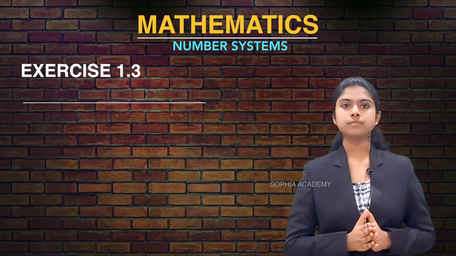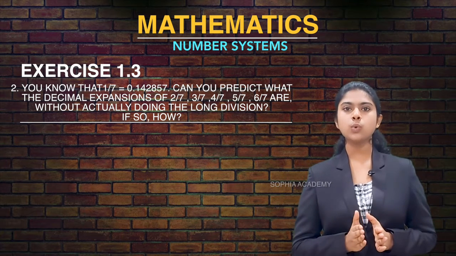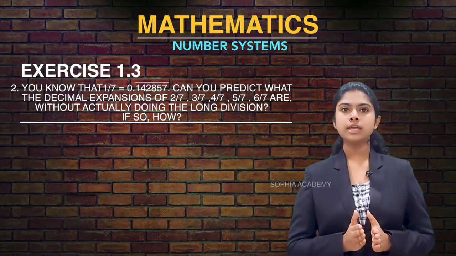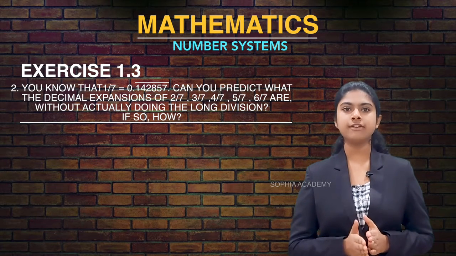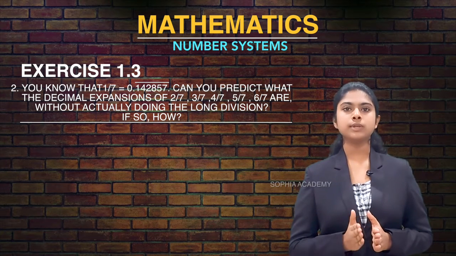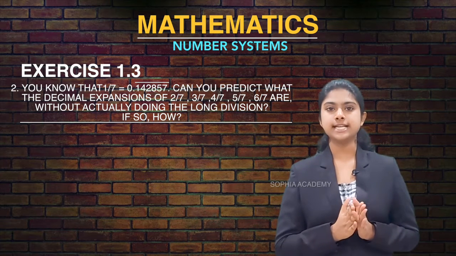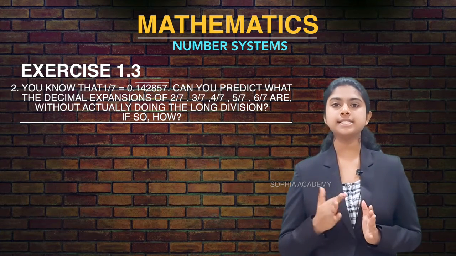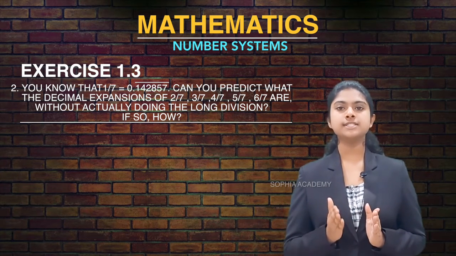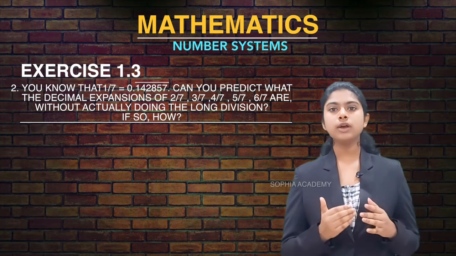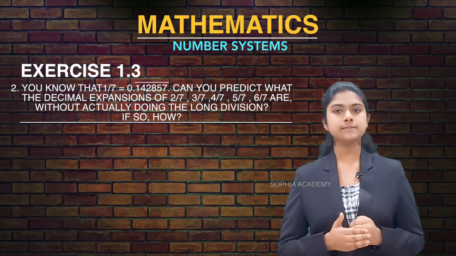So question number 2. You know that 1 by 7 is equal to 0.142857 with the whole bar. Can you predict what the decimal expansions of 2 by 7, 3 by 7, 4 by 7, 5 by 7, 6 by 7 are without actually doing the long division? If so, how? The solution is that we are given that 1 by 7 is equal to 0.142857 with the whole bar. So now we are going to find 2 by 7, 3 by 7, 4 by 7, 5 by 7, 6 by 7.